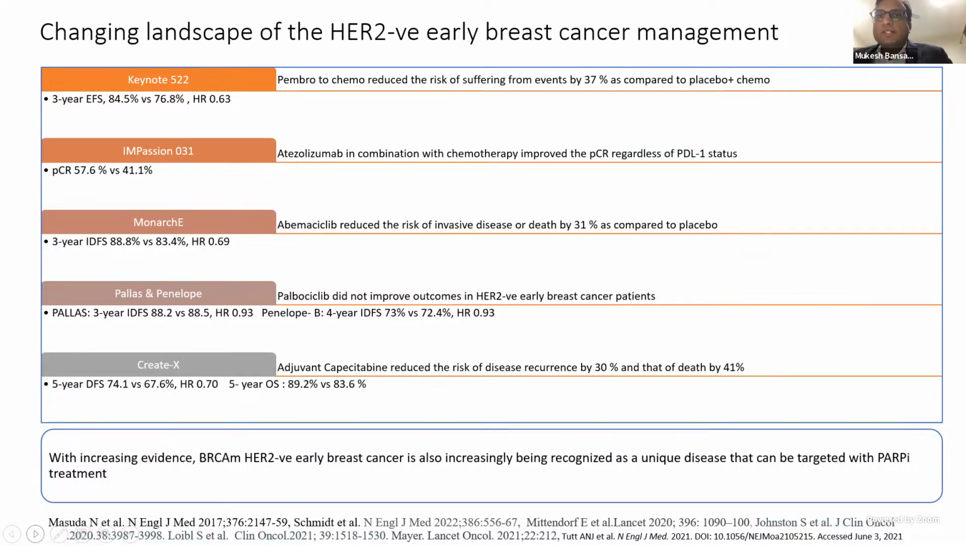The IMpassion031 study says that adding atezolizumab to the combination chemotherapy improves the PCR rate regardless of PD-L1, 57 versus 41%. The monarchE study shows the significance of adding adjuvant abemaciclib, which reduces the risk of invasive disease or death by 31%. PENELOPE-B and PALLAS were negative studies. Palbociclib did not improve the outcomes. The CREATE-X study was the addition of adjuvant capecitabine, which reduced the risk of disease recurrence by 30% and that of death by 41%. So with increasing evidence, BRCA mutated HER2 negative early breast cancer is also increasingly being recognized as a unique disease that can be targeted with PARP inhibitor treatment, which we will see in the coming slides.